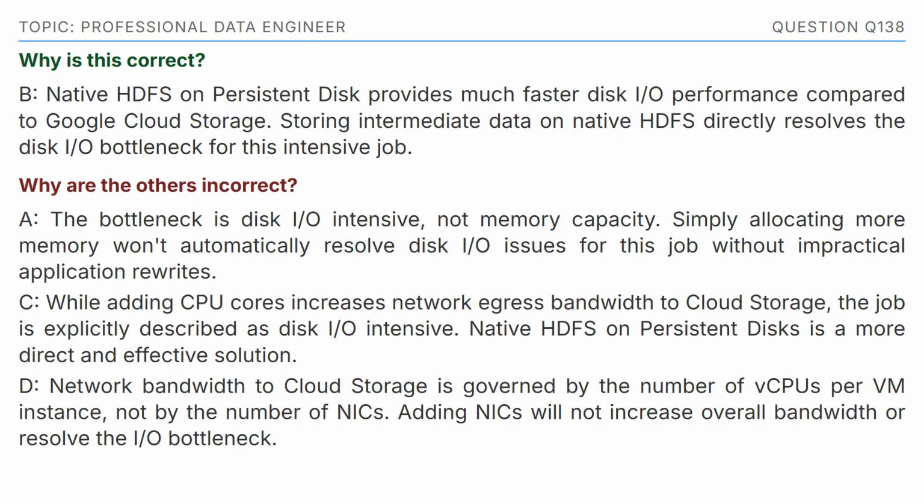C. While adding CPU cores increases network egress bandwidth to cloud storage, the job is explicitly described as disk I/O intensive. Native HDFS on persistent disks is a more direct and effective solution. D. Network bandwidth to cloud storage is governed by the number of vCPUs per VM instance, not by the number of NICs. Adding NICs will not increase overall bandwidth or resolve the I/O bottleneck.